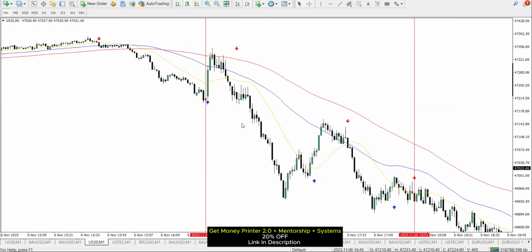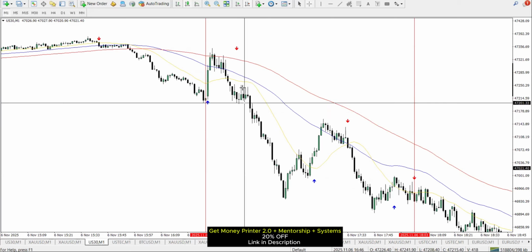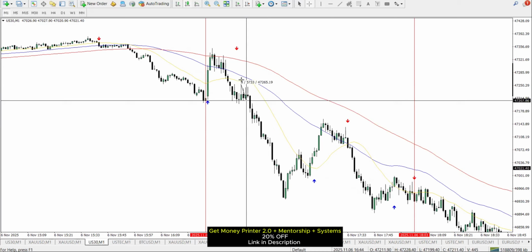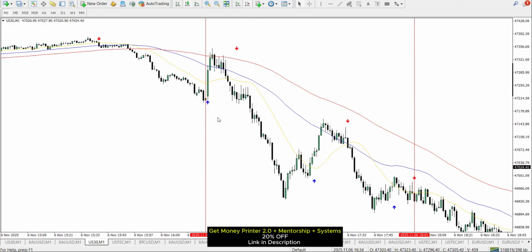It was a very big trade. Huge potential. You want to make sure that you leave enough room for your stop loss. You don't want to get stopped out, and you just let it run.